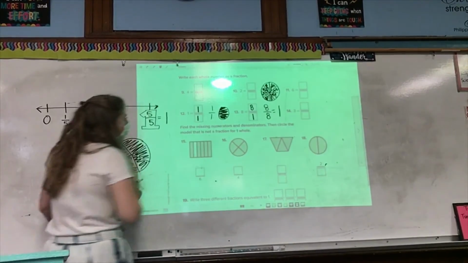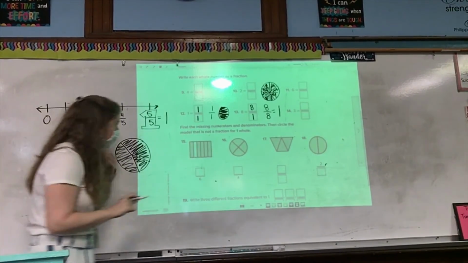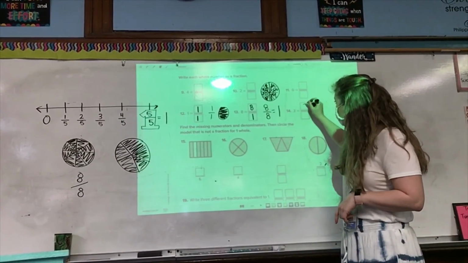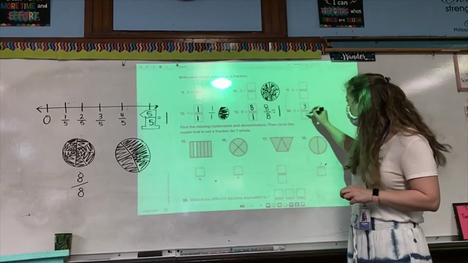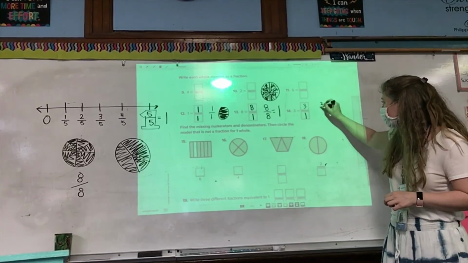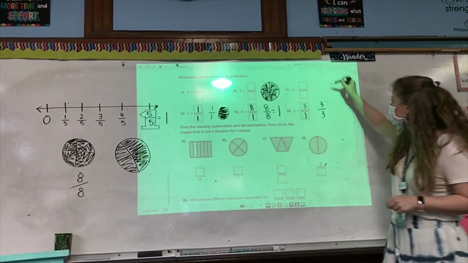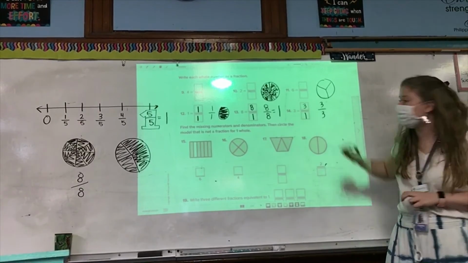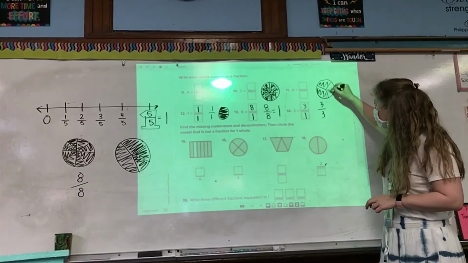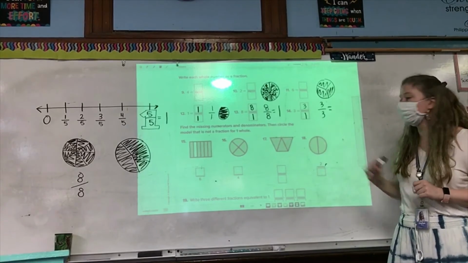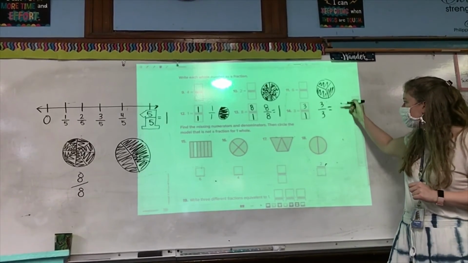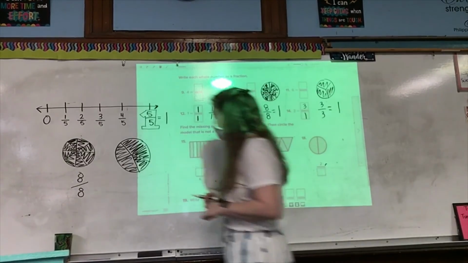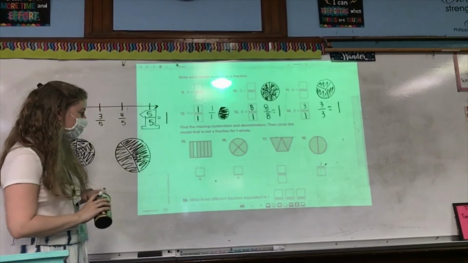Number 14, we have 3. Mason, what does our fraction look like? What's our numerator? 3. And what's our denominator? 1. Not 3/3, because that means you have one whole, it's broken into 3 pieces, and all 3 of those pieces are shaded. Mason, 3/3 is equivalent to 1. Watch out for that. Okay, numbers 15 through 18.